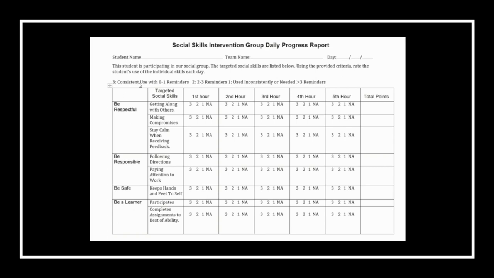It has the school-wide expectations. Remember, your tier 2 expectations should be aligned with the tier one. So in this case, it's be respectful, be responsible, be safe, be a learner. And then we have the skills in this column that we are learning in those particular groups. So in this case, it's getting along with others, making compromises, staying calm when receiving feedback. Be responsible: the skills we're learning are following directions, paying attention to work. Be safe is keeping hands and feet to yourself.